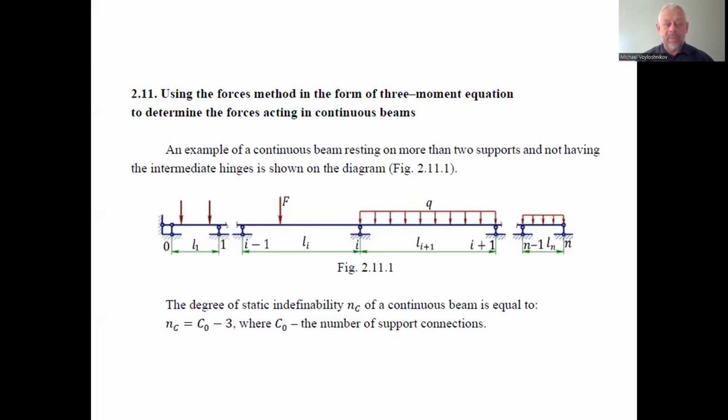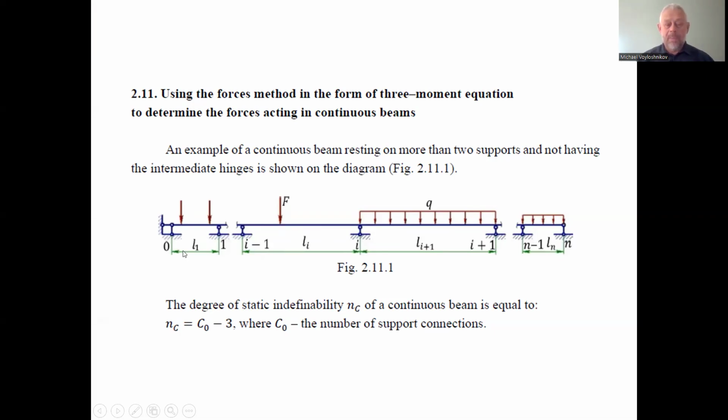Example of a continuous beam. Actually, a continuous beam is a beam supported by more than two simple supporting links. So here on the sample, on draft 2.11.1, we have the zero link, the first link, etc. Link number i plus 1, etc. Supporting link number n, etc.